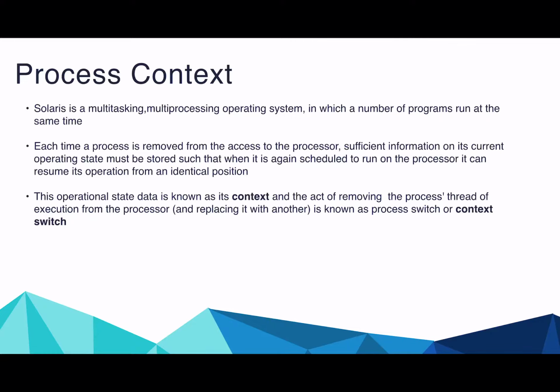Each time a process is removed from access to the processor, sufficient information on its current operating state must be stored, such that when it is again scheduled to run on the processor, it can resume its operation from an identical position. This operational state data is known as its context, and the act of removing the process's threads of execution from the processor is known as a process switch or context switch.